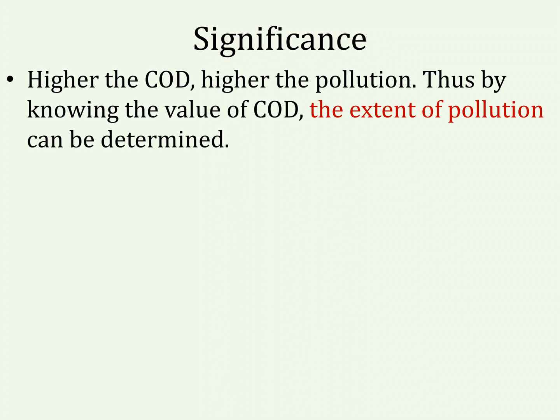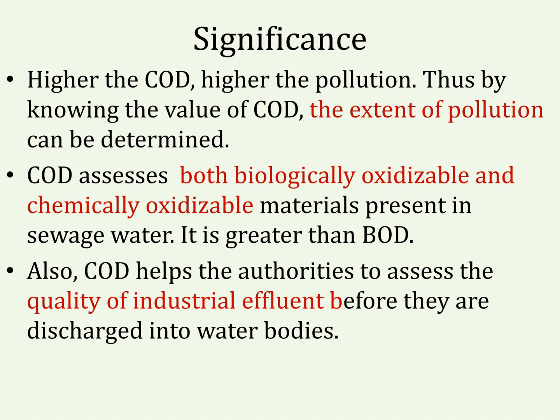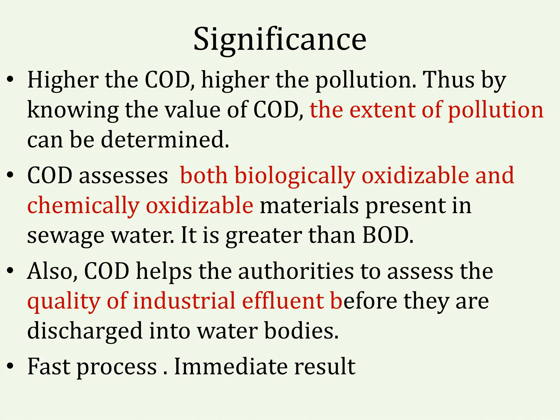About the significance of COD, we know that it gives an idea about the extent of pollution. Higher the COD, higher will be the pollution. And it assesses both biologically oxidizable and chemically oxidizable materials present in sewage water. So it is greater than BOD always. And it helps the authorities to assess the quality of industrial effluent. Industrial effluent, we all know, does not just contain organic waste, it mostly contains inorganic waste also. So it helps the authorities to assess the quality of industrial wastewater better than BOD. And last but not the least, it's a fast process. So you don't have to wait for 5 days or more for the result to come. It gives you immediate result. If a crisis comes at some point, then immediately the authorities get the result and they can take immediate action with the help of COD.